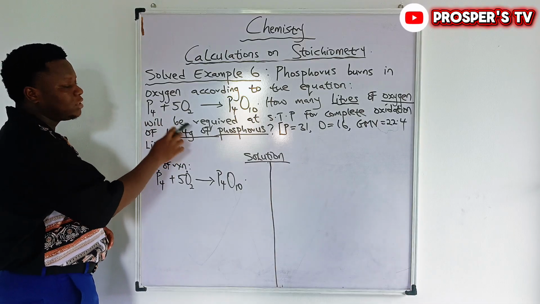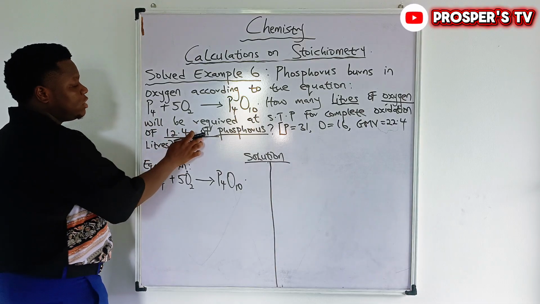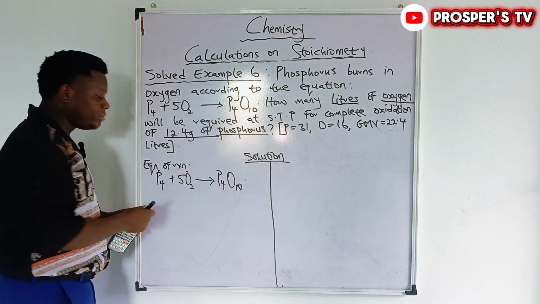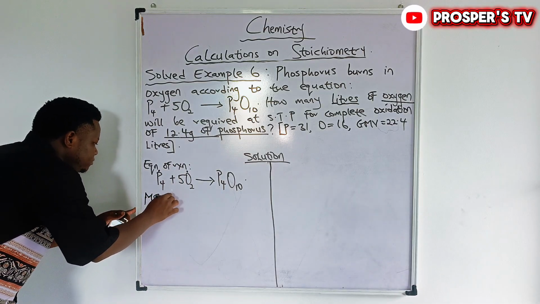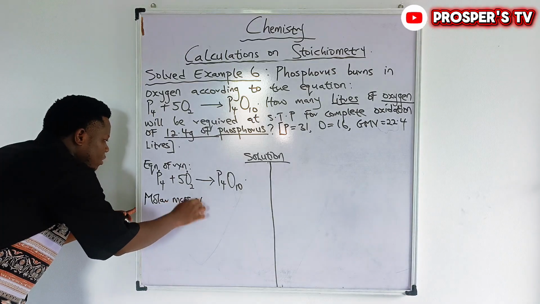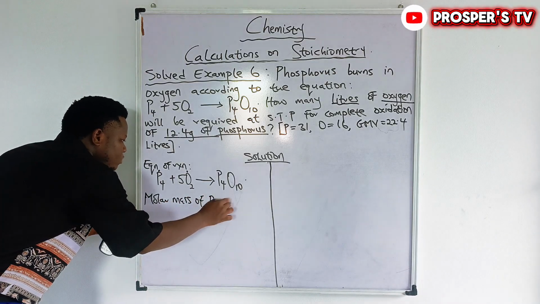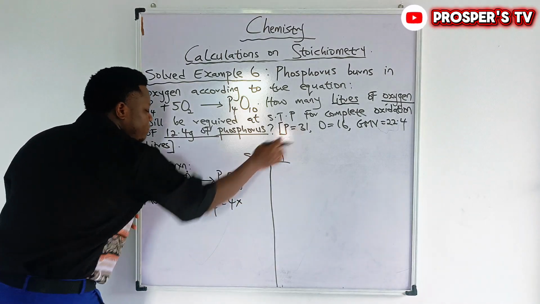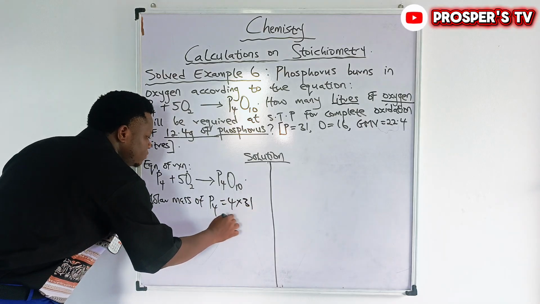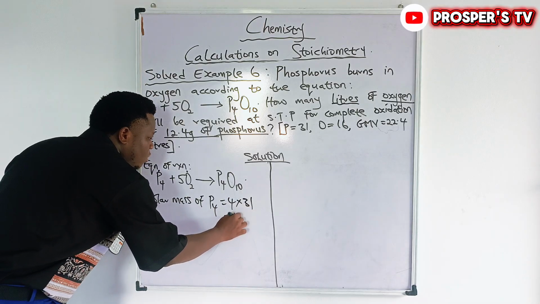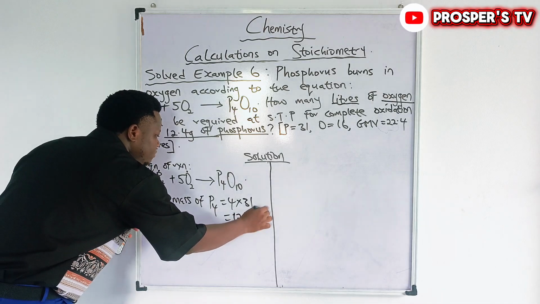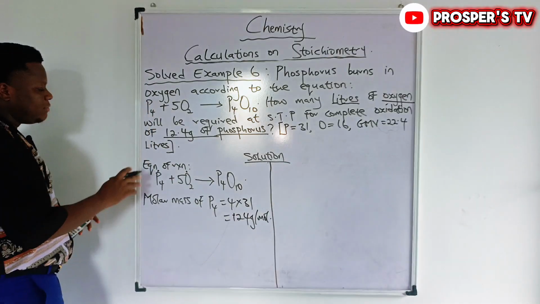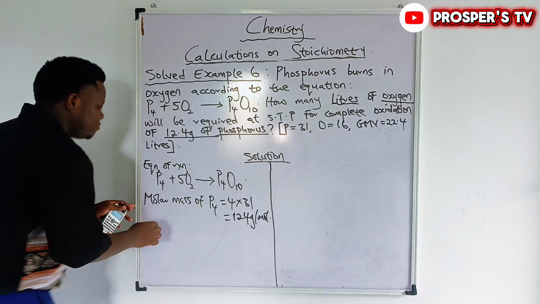So I told you when the amount is expressed in mass, you must calculate the molar mass of that particular substance. So I'll come down and say molar mass of phosphorus would be equal to 4 times the atomic mass of phosphorus, which is 31. So that gives us 124 grams per mole. So after calculating that, the next thing you do now is to write your stoichiometry.